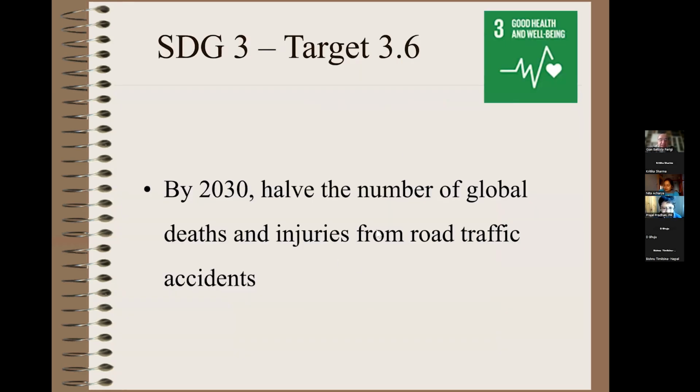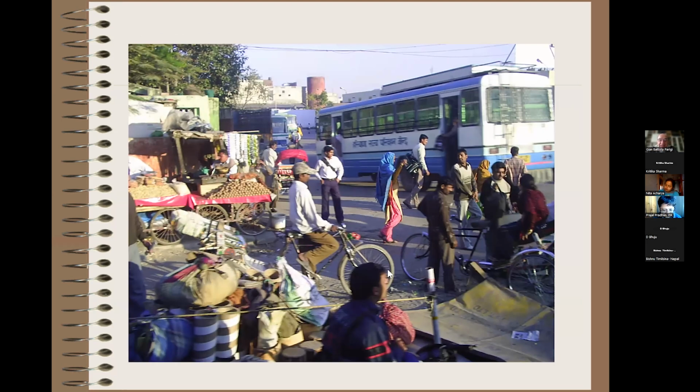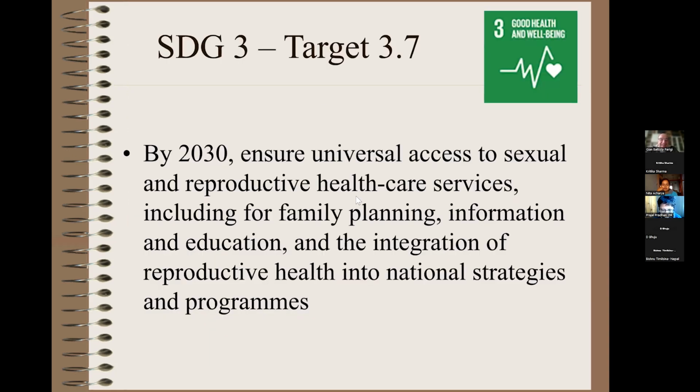Target 6. Halve the number of global deaths and injuries from road traffic accidents. I can't say anything about that. If not, I went on the Grand Trunk Road from Lucknow to Delhi, and actually I still thank God to get out safely from this traffic, because you know that the traffic in these countries is a little bit, let's say, crazy. Target 7. Ensure sexual and reproductive healthcare services, family planning, and so on and so forth.